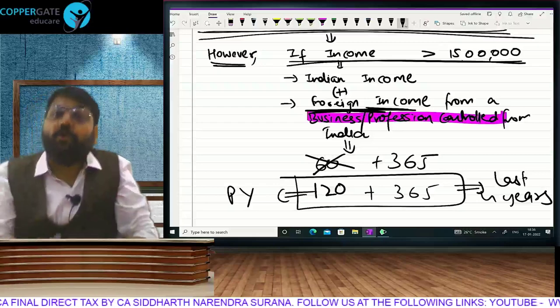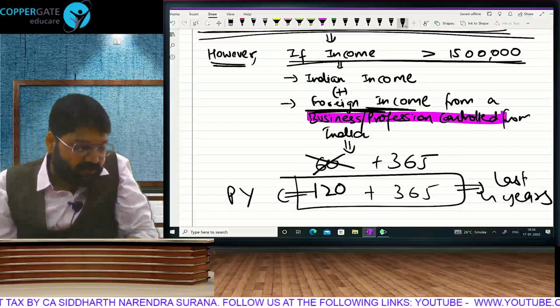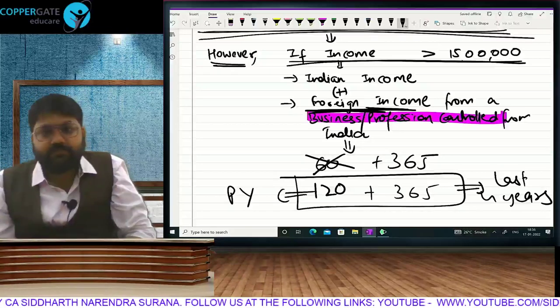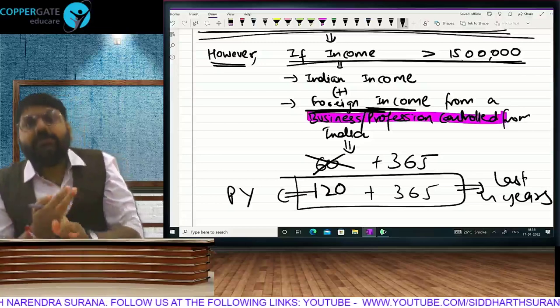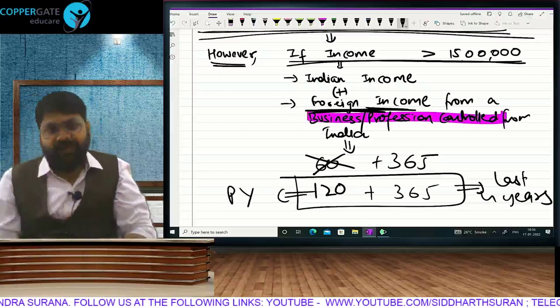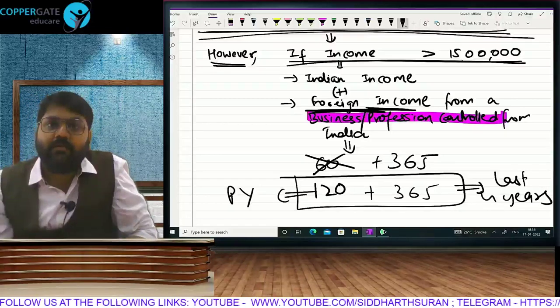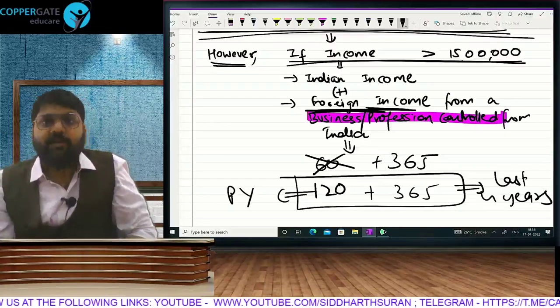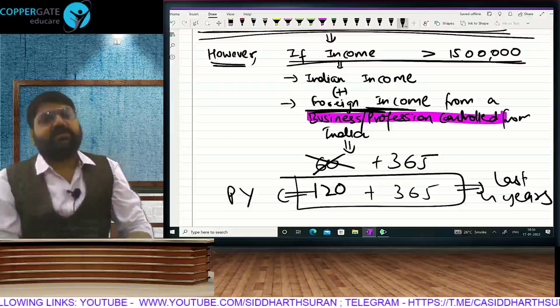But in that also, if your income is crossing 15 lakh rupees, which income is crossing 15 lakh rupees? Indian income plus foreign income that is controlled from India. Then will condition 2 again become applicable? Yes, but in a modified version. 120 in the current year and 365 in the last 4 years.